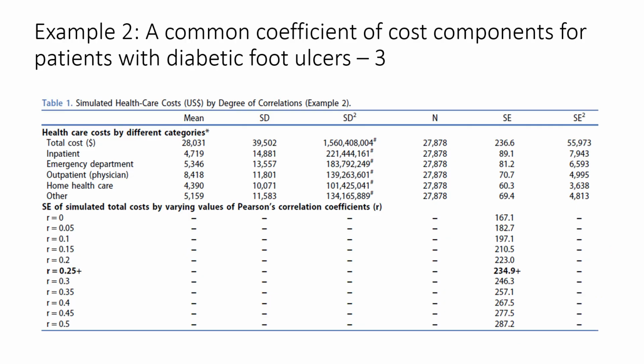We can then simulate multivariate normal distribution data, using means and standard errors, of 5 cost components with varying values of the correlation coefficient, ranging from 0 to 0.5 by 0.05. In this case, when the common correlation coefficient was 0.25, the standard deviation of simulated total costs was 234.9, which was close to the standard error of total costs, 236.6, in the observed data.